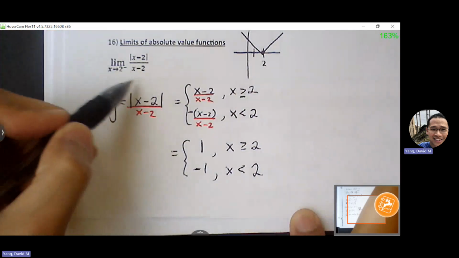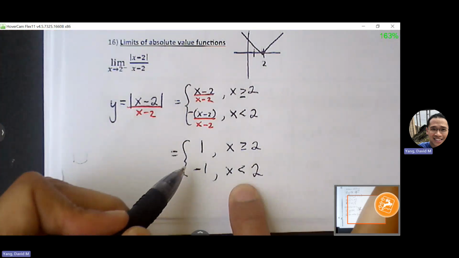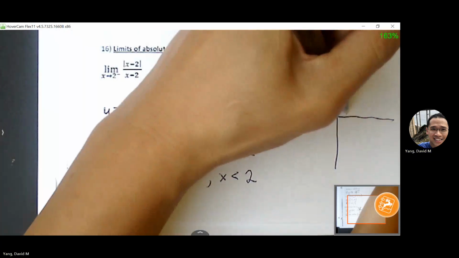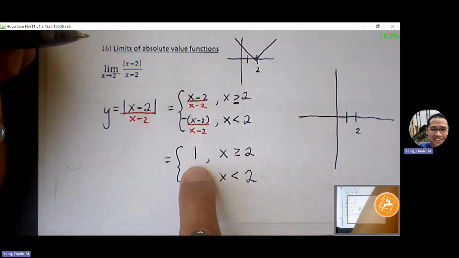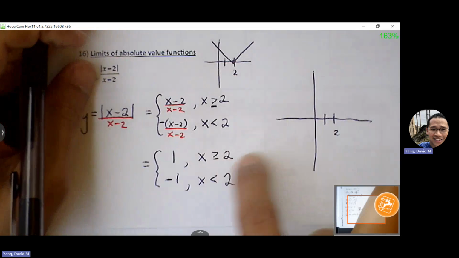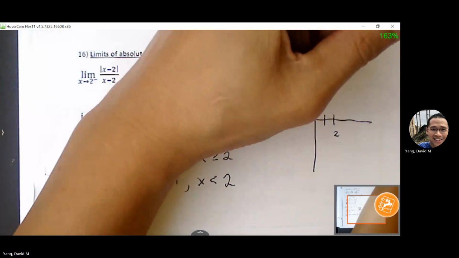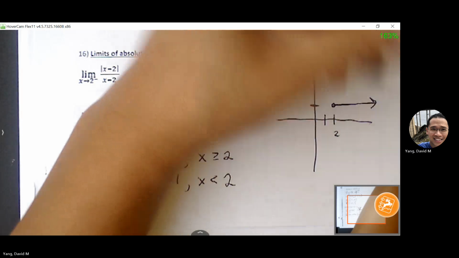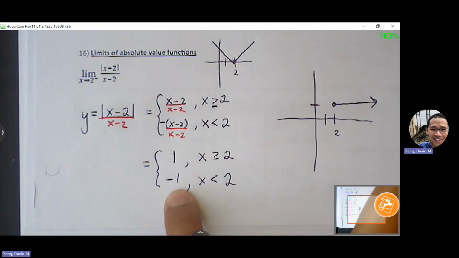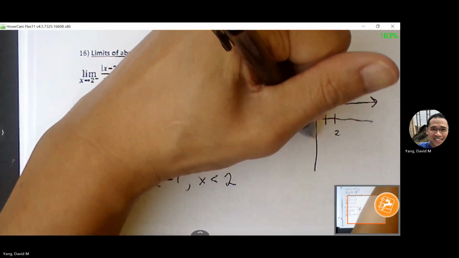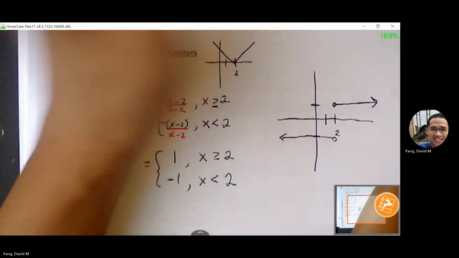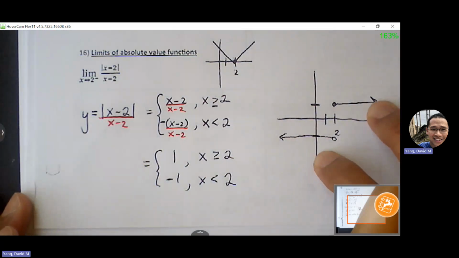Now, this feels difficult to graph, but this is a lot easier to graph, right? We can graph this without any issues. That's just two horizontal lines. This one is y equals 1, but we only want y equals 1 to the right of 2. I'm going to have the point defined here. And then there's a negative 1 to the left of 2. y equals negative 1 to the left of 2. So this is the graph.